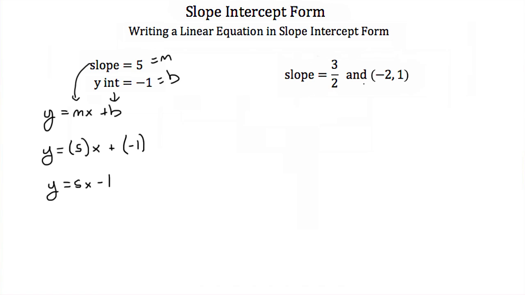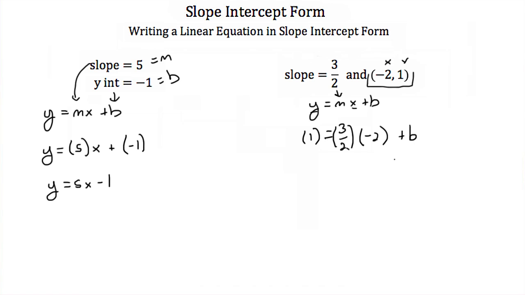Now say we're given a slope and one point on the line. Could we write this linear equation in slope-intercept form? Well, again, our form is y is equal to mx plus b. And we have our slope, that's our m, but we don't know our y-intercept b. But we do have one point on the line. So what we'll do is we'll plug this x and y value in for x and y. So what we'll get is 1 goes in for y, 3/2 goes in for m, -2 will go in for x, and then we'll have a plus b that we're going to solve for.